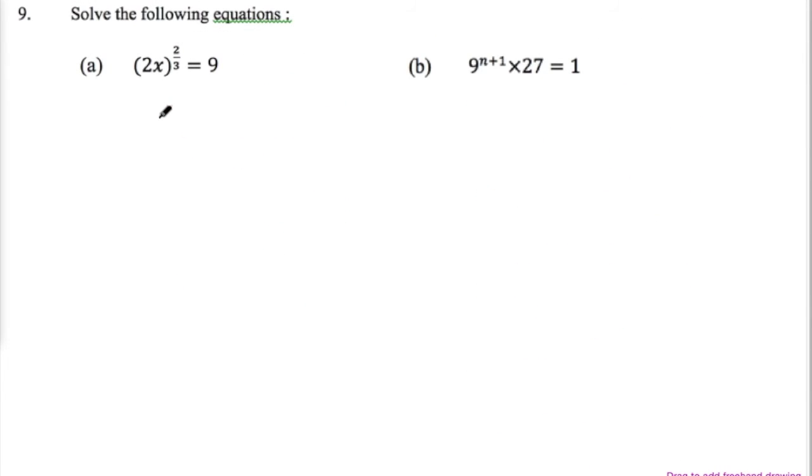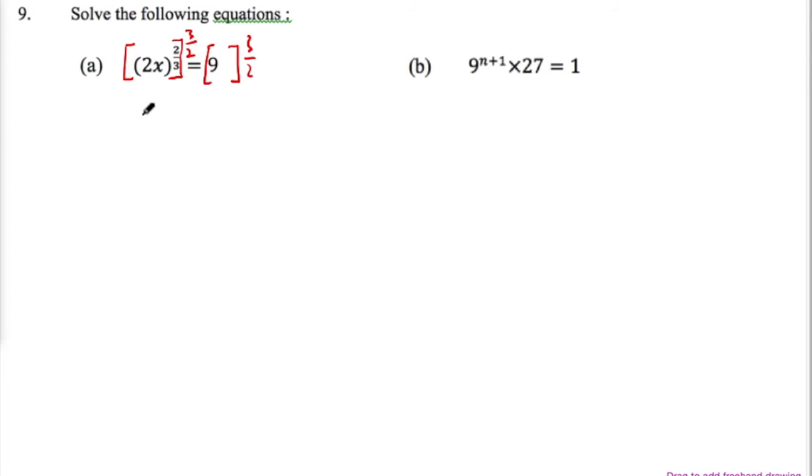Question 9a are two equations on indices. In the first equation, we have a fractional power. To solve a question with a fractional power, we need to make this power into 1. To do that, we need to apply the reciprocal power. The reciprocal power is 3 over 2. We apply it to both sides of the equation.